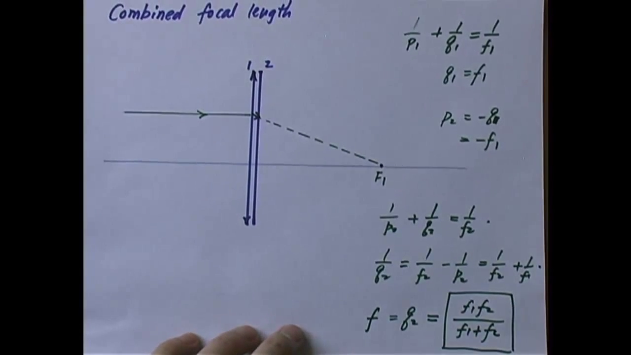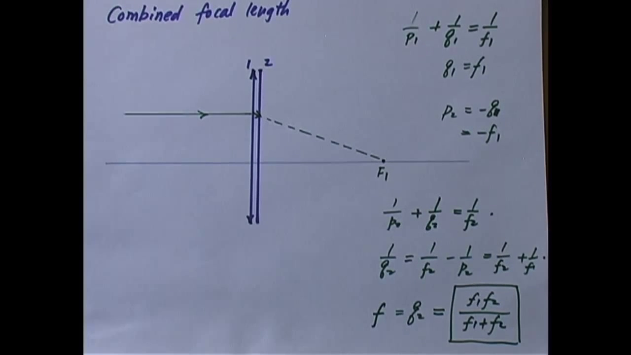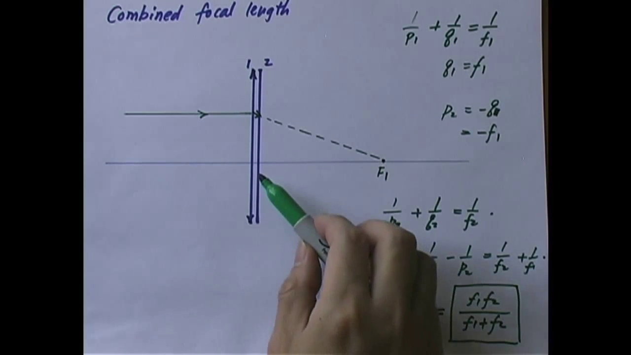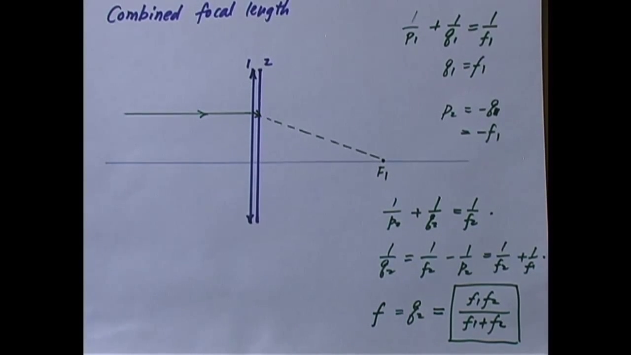This is how we find it. You see, we use two things. One is the idea of an optical system. We deal with one image first and use that image as the object for the next one, and so forth. And the other one is the idea of a virtual object. So for the second lens, the object distance is negative because the object is virtual, behind that second lens. So here's what we get: F1 F2 divided by F1 plus F2.